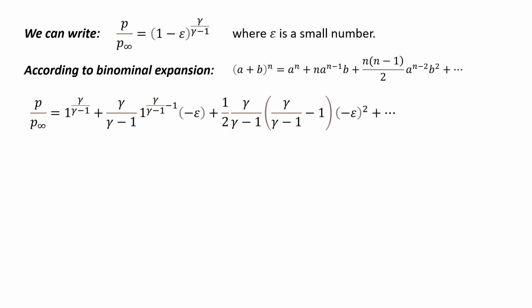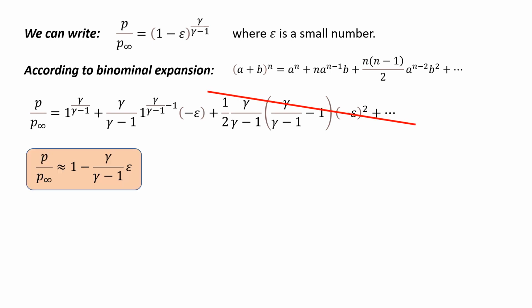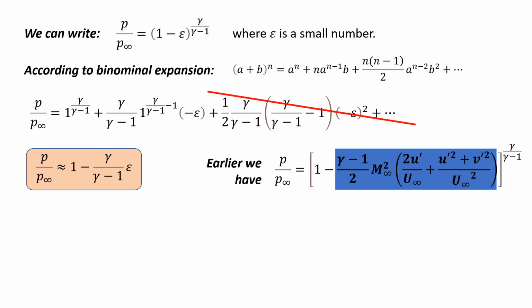And because epsilon, as it was assumed, is a small number, epsilon squared is far smaller than epsilon. So from a certain term onwards, they are all smaller than epsilon, so they can be cancelled. And then the pressure ratio equals 1 minus gamma divided by gamma minus 1 times epsilon. So this is how we progress. And let's see what happens later.